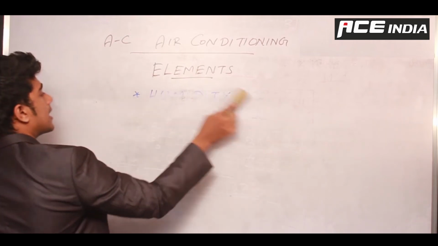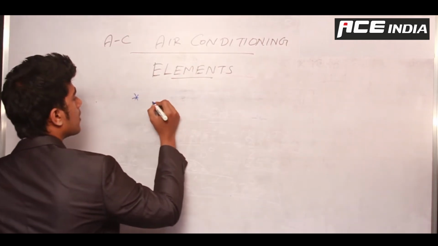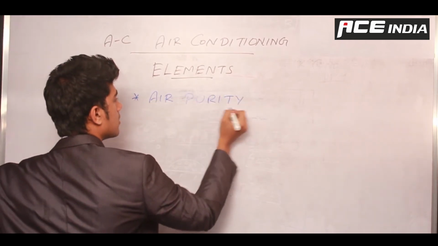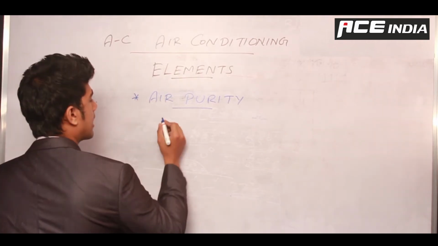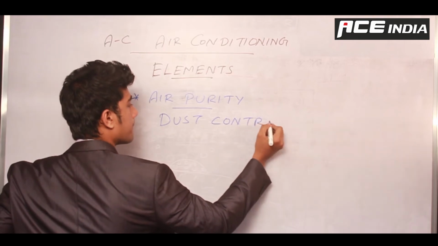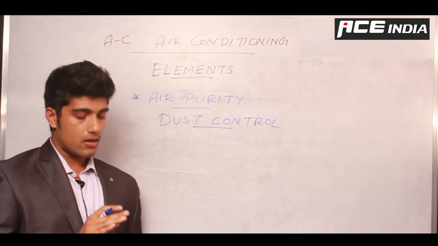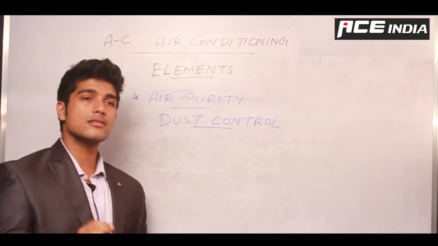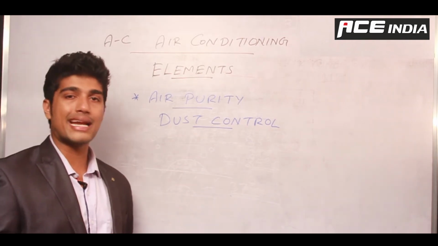We'll move on to the third element that we have to control. The third element is air purity, or in other words, I can term this as dust control. Now dust is always inside our air. We cannot completely eliminate dust inside air, because dust is normally microscopic, and we can only reduce the amount of dust, not eliminate it completely.